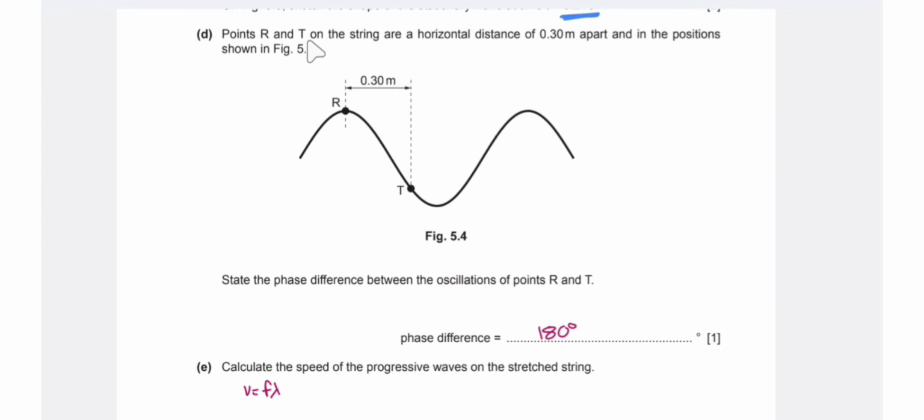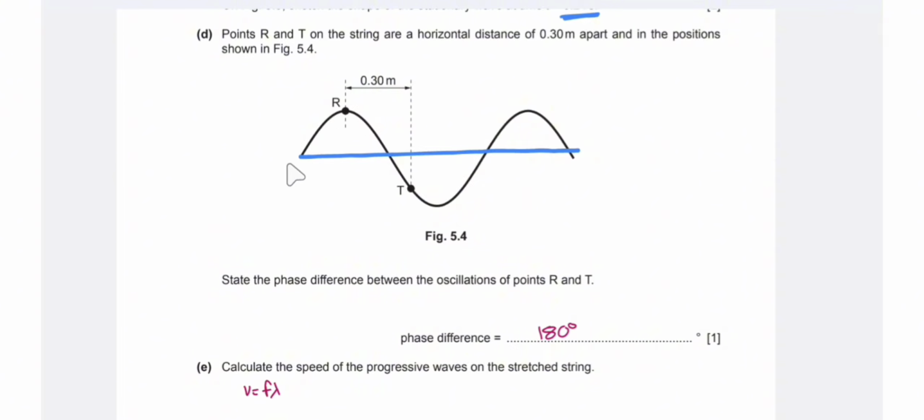Points R and T on the string are a horizontal distance of 0.30 meter apart and in positions as shown in figure 5.4. State the phase difference between the oscillation of point R and T. So what is the phase difference between R and T?